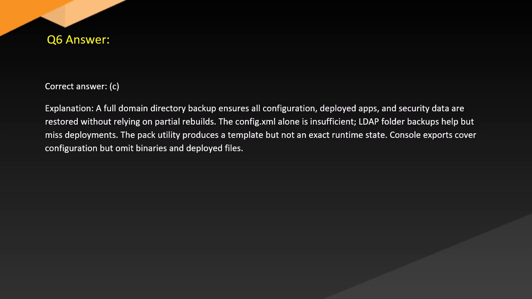Answer. Correct answer: C. Explanation. A full domain directory backup ensures all configuration, deployed apps, and security data are restored without relying on partial rebuilds. The config.xml alone is insufficient.